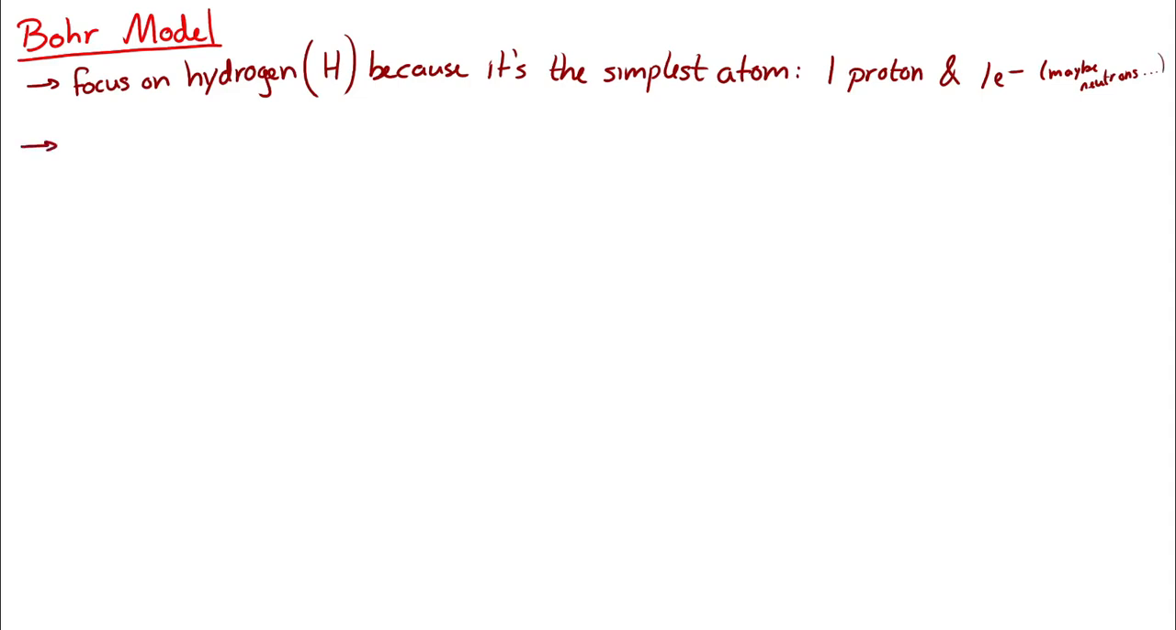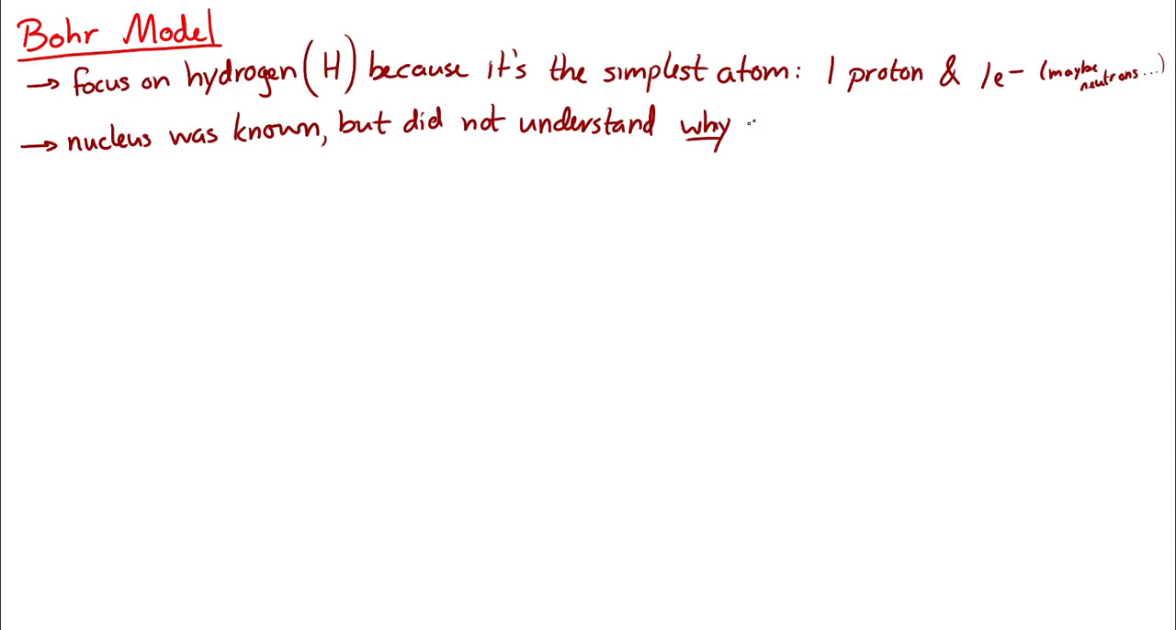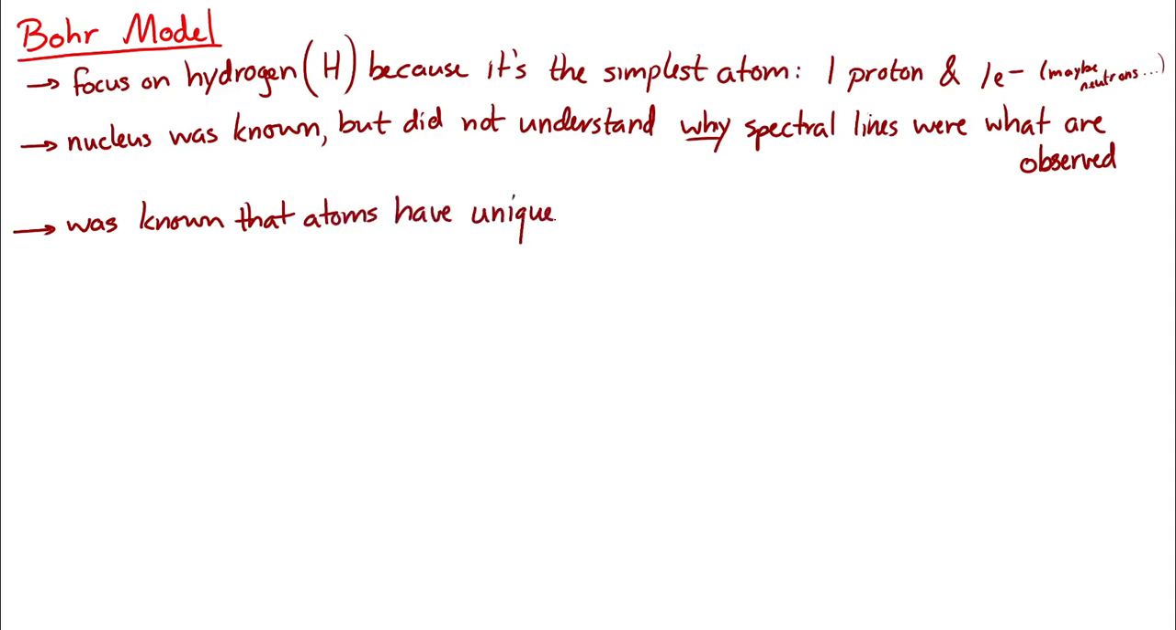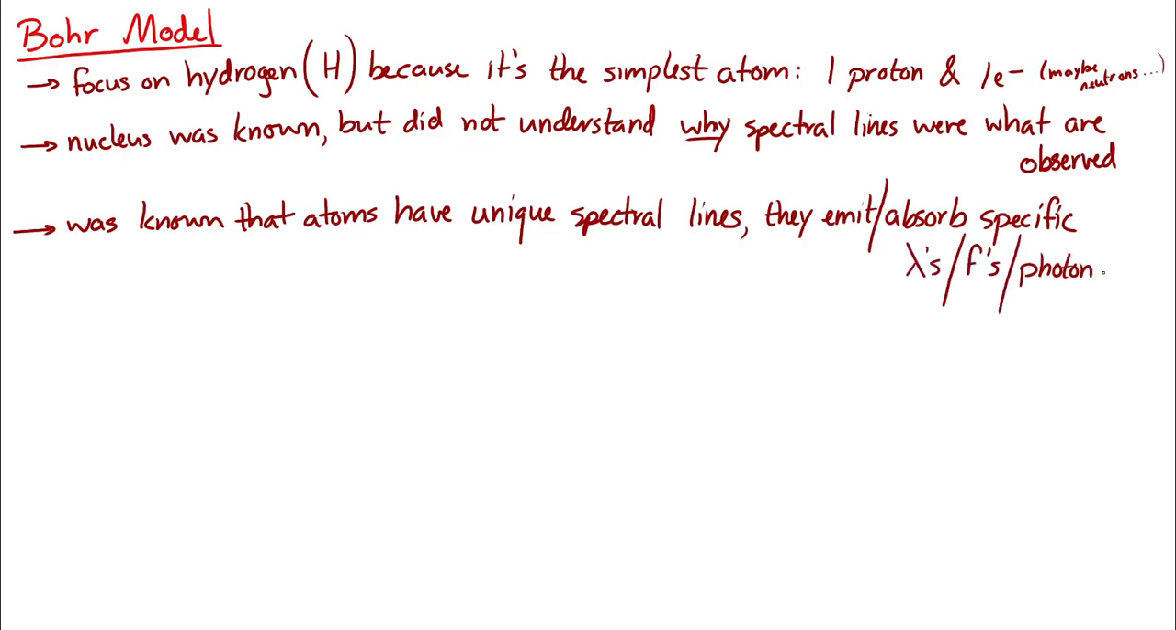So when Bohr was developing his model, this was when people knew about the nature of the nucleus, but they did not understand spectral lines. They did not understand why spectral lines were what they were. They had observed that all atoms have unique spectral lines, in that they emit and absorb only very specific and unique wavelengths or frequencies or photon energies. But it was not explained why these spectral lines were what they were.